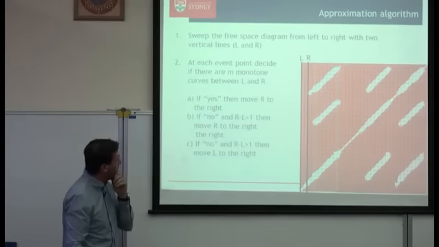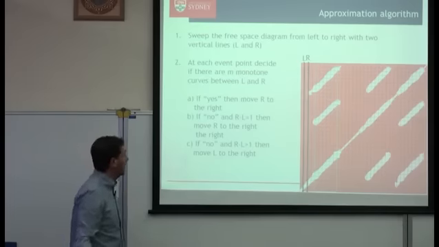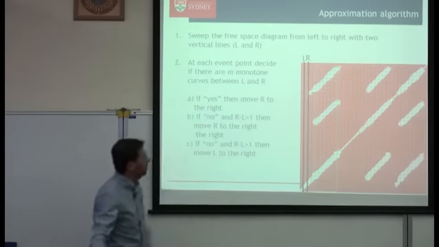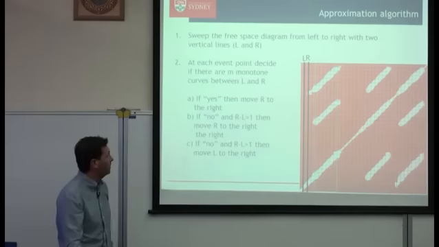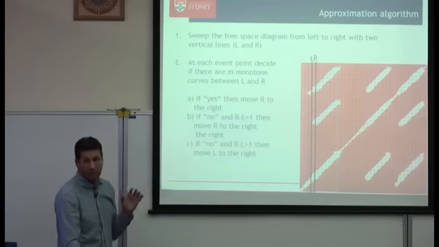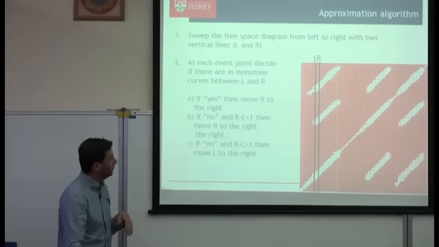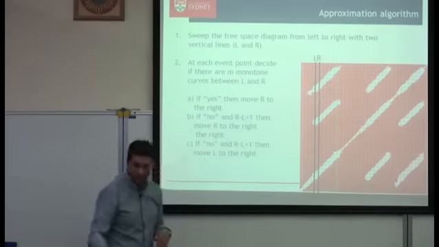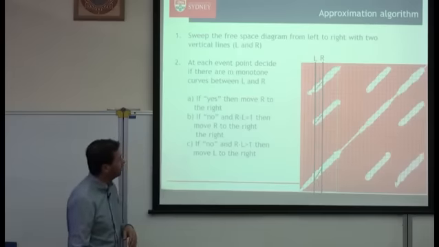So for example, I start here. I don't have M monotone paths, so I move, and R minus L is greater than 1, so I move L to the right. Again, I don't have M monotone paths, so I move R, and I move L, and I continue like this until I find M. So let's say M is 3. So here, all of a sudden I found M monotone paths.